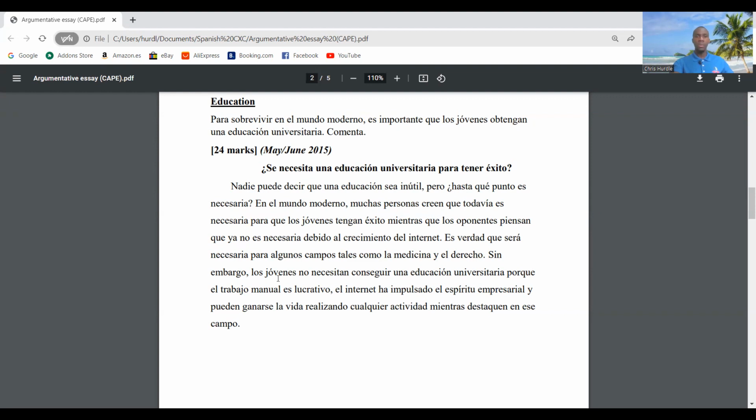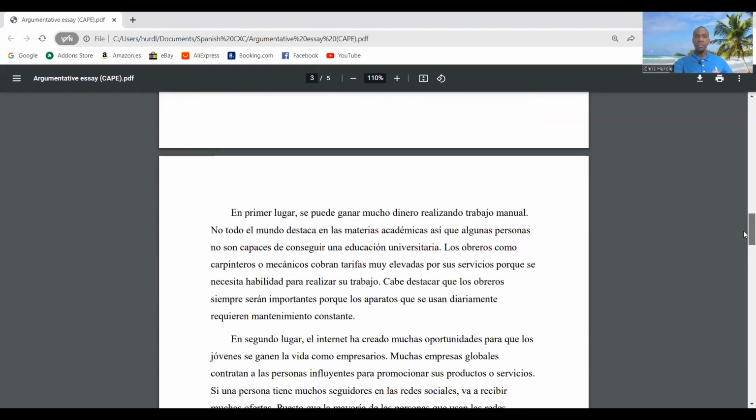However, young people do not need to obtain a university education because manual work is lucrative. The internet has boosted entrepreneurship, and they can earn a living performing any activity as long as they excel in that field. Okay?